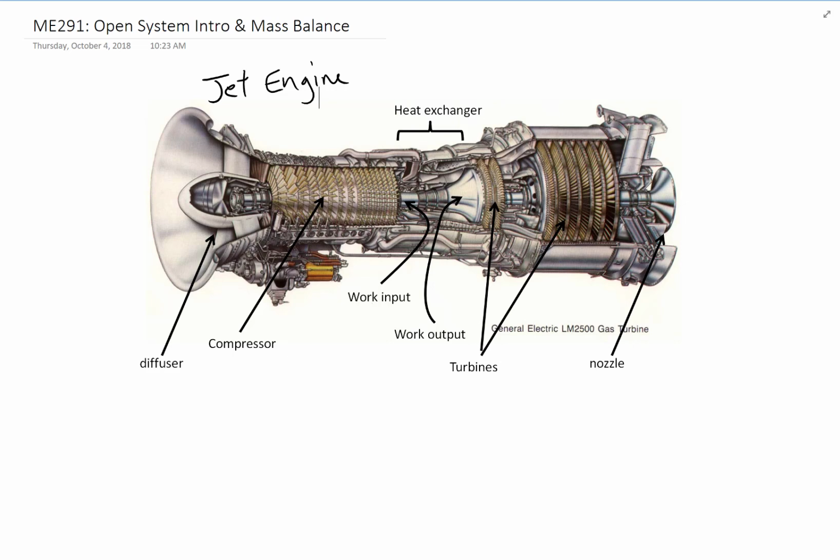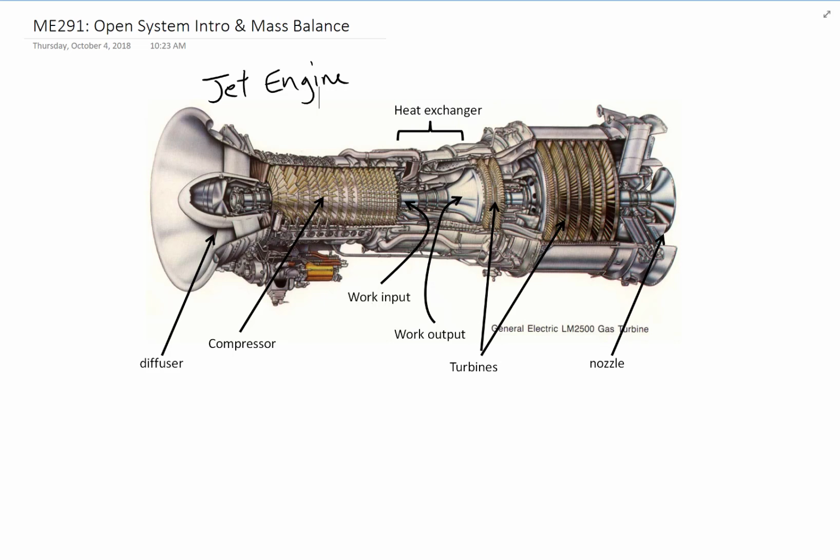The idea here is that this is an example of an open system. This is actually several different open system components all linked together. In this class, we're going to focus on analyzing each one of those components individually. When we move on to the second semester of thermodynamics, then we'll start looking at how we analyze these systems as a whole. But I just wanted to show this as an example of a thermodynamic system that has mass flowing through it.